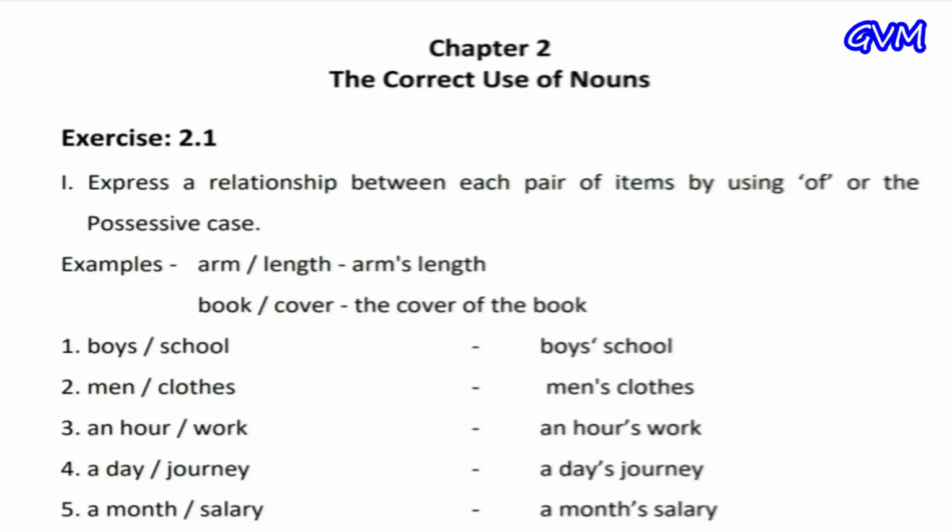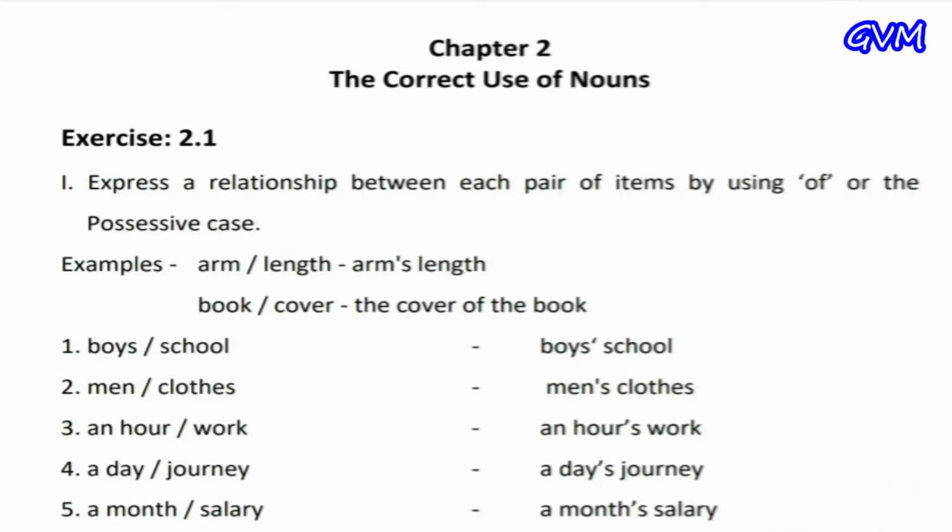When the noun is plural and ends in s, the possessive is formed by adding only an apostrophe, like boys' school, girls' school. When the noun is plural but does not end in s, the possessive is formed by adding apostrophe s, like men's gloves, children's book.